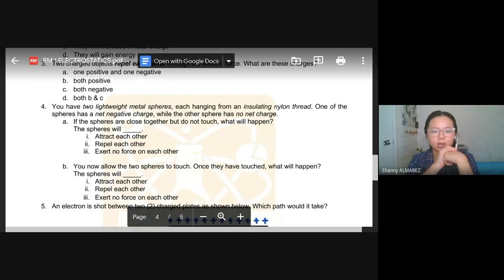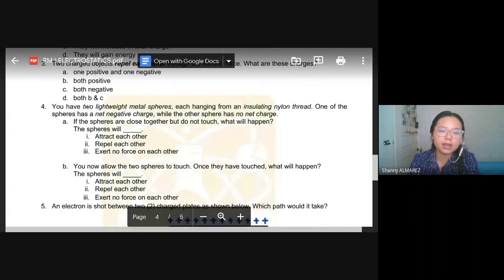So, ano yung mangyayari dyan? Isang sphere, negative charge. Yung isang sphere, walang charge. If they are put close together, what will happen? Okay, 5 students answered number 3 daw. Wala daw force. Hindi daw sila magkakaroon ng effect sa bawat isa. Is that true? Tama ba yon?